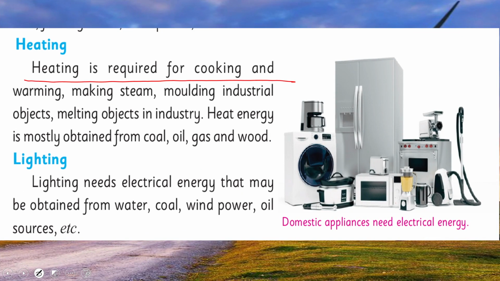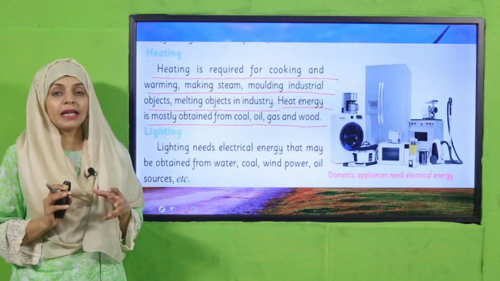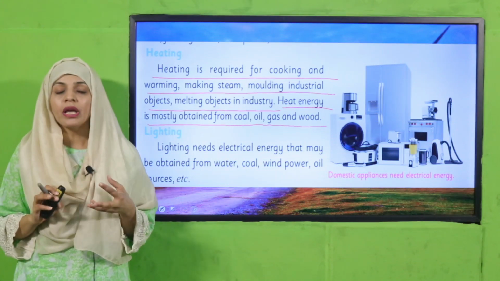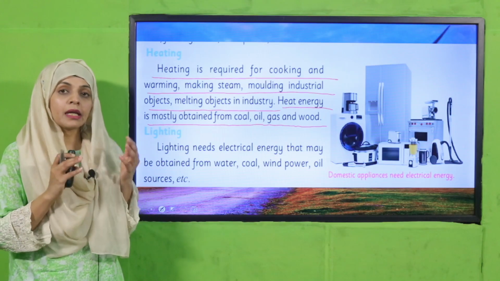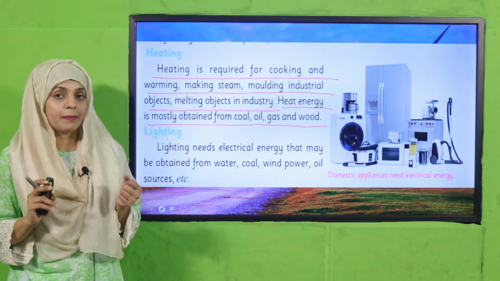Heating is required for cooking and warming, making steam, molding industrial objects, melting objects in industry. Heat energy is mostly obtained from coal, oil, gas and wood. So my dear students, heat is very important, and energy is used for heating too. Coal, natural gas, wood, these are all the things used for heating, for industrial purposes, in industries, and also domestically.